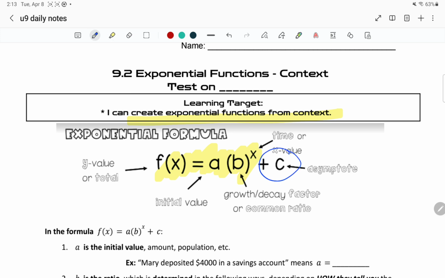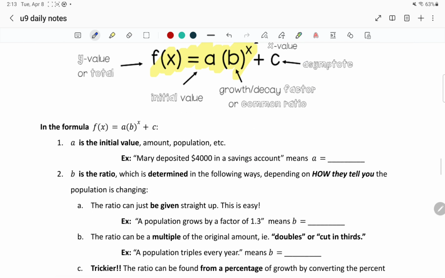We will be talking about c a little bit more next class, but for real life, we typically don't work with the asymptote as much. So we're going to talk about all the different pieces of our formula. A is the first one, and it is the initial value. So if Mary deposited $4,000 in her savings account, then what I put in the A spot is going to be 4,000.